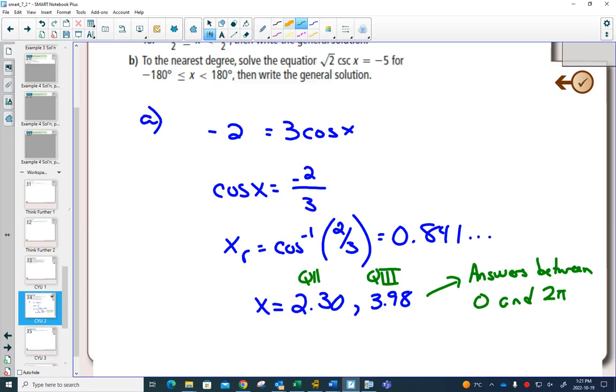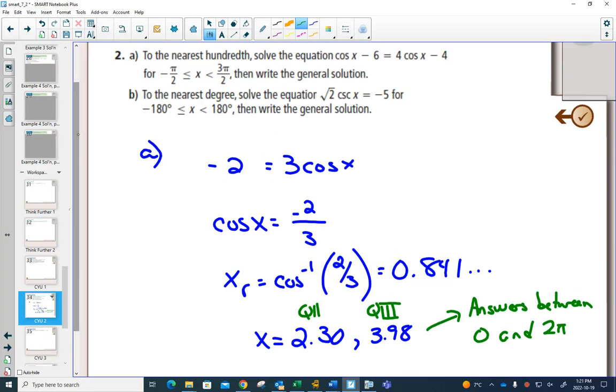But we should always also make a habit of reading our question afterwards. Okay? What did the question say? Not between 0 and 2 pi. The domain that they said was negative pi over 2 to 3 pi over 2. If you are thinking about your unit circle, can you see that that's still once around? Okay? But it includes this section as a negative angle and these sections as positive angles.